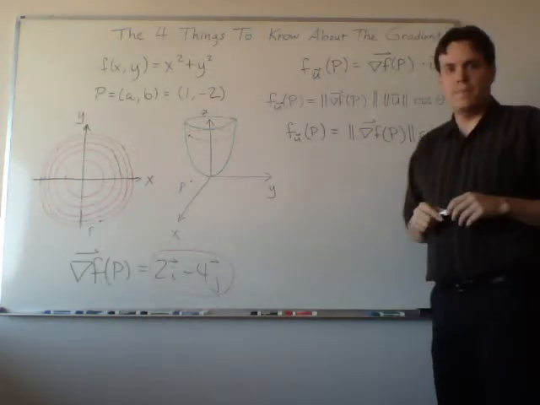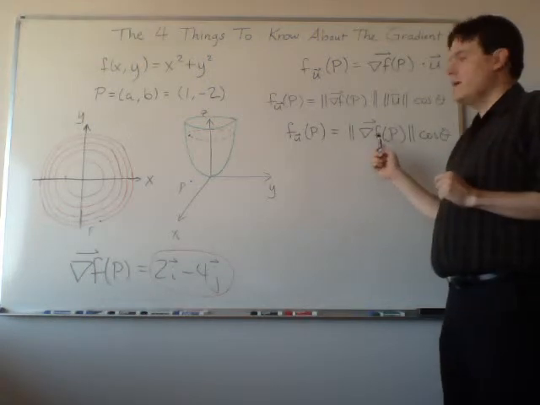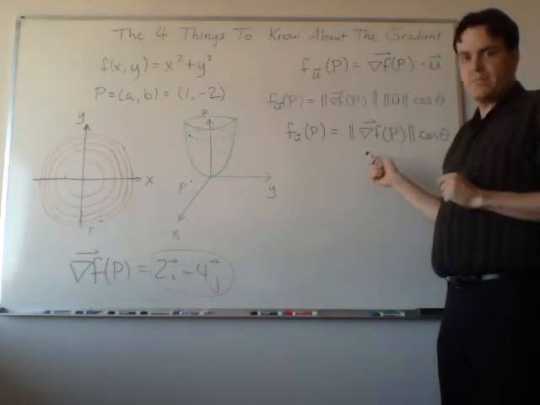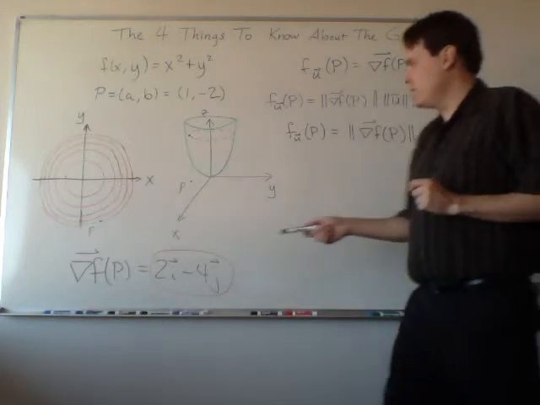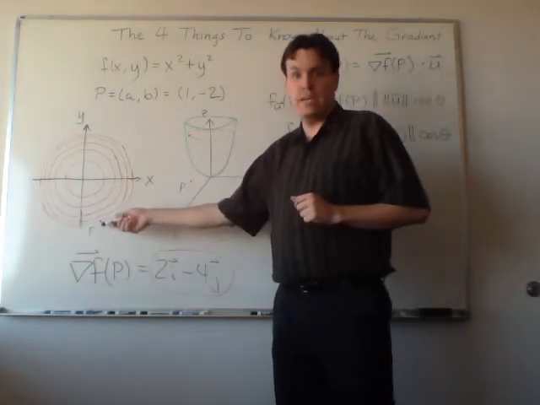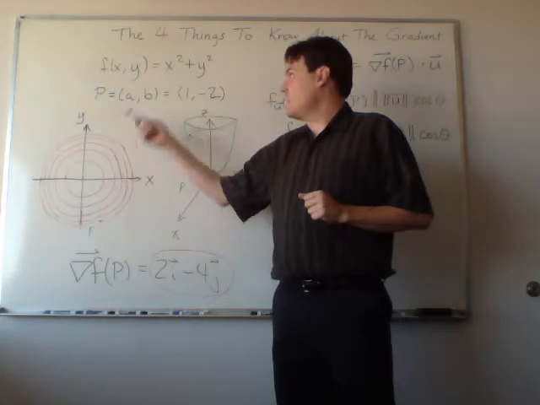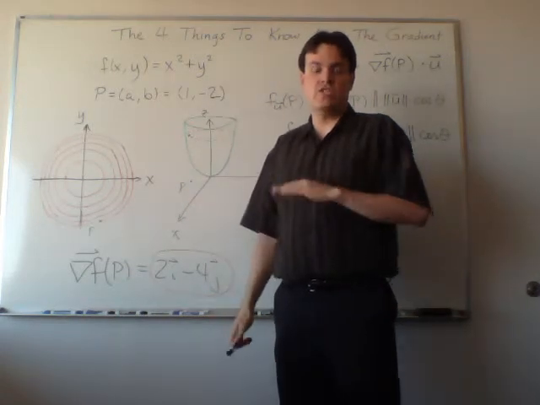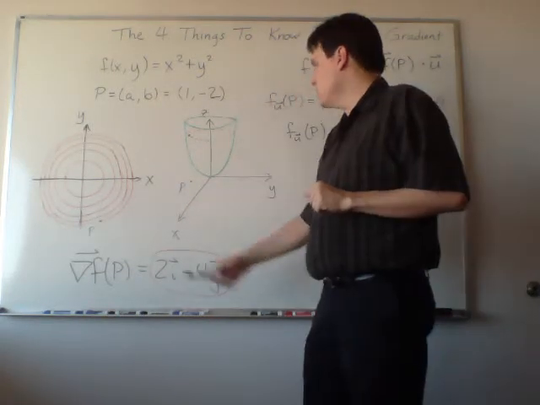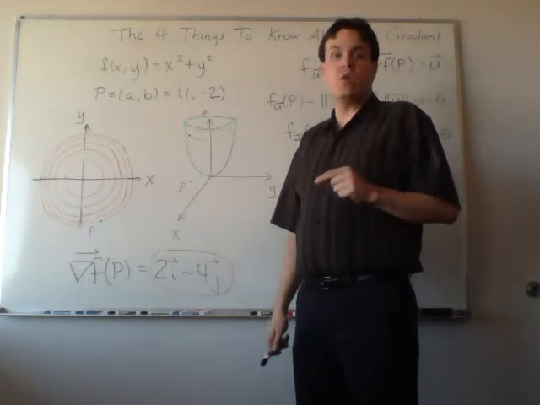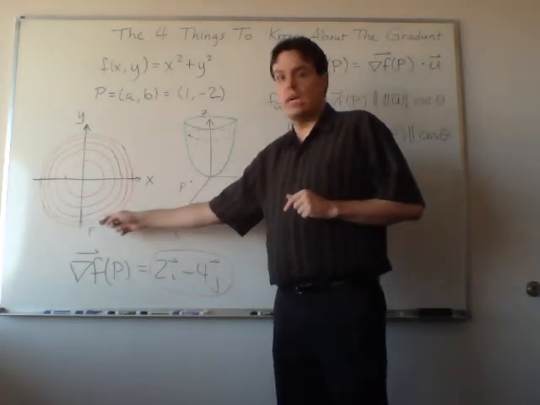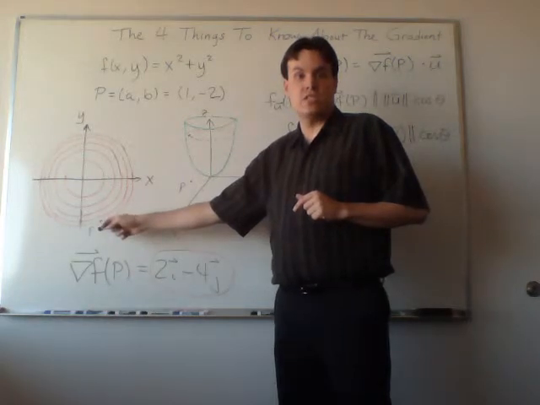Now let's play a game. Suppose I want to make the value of this expression as big as possible. I'm not allowed to change the gradient because I'm at the point P already. That was the point 1, negative 2. And I'm not allowed to change the function. It's already given. So I can't change the gradient at all. It is what it is. The only thing that I get to change is the direction u. So you can go in any direction you want from the point P, and you want to make the rate of change in that direction as large as possible.